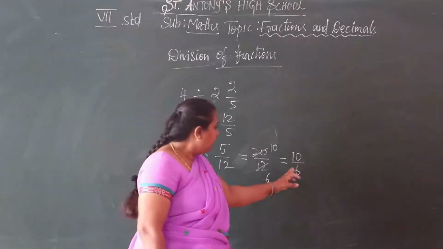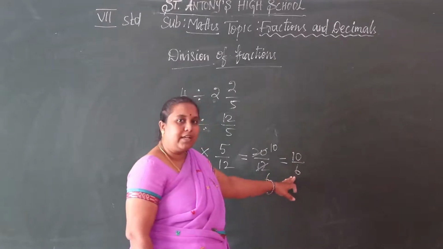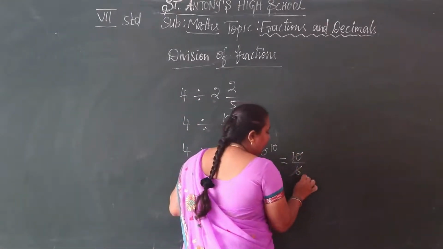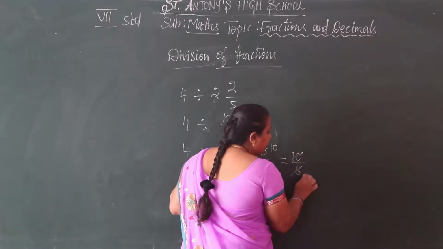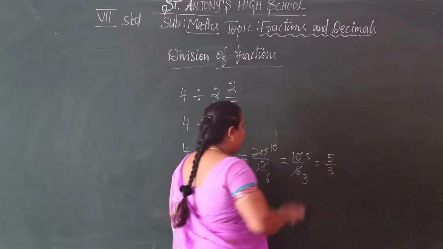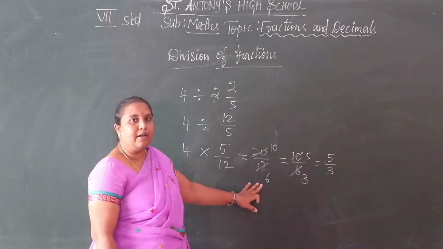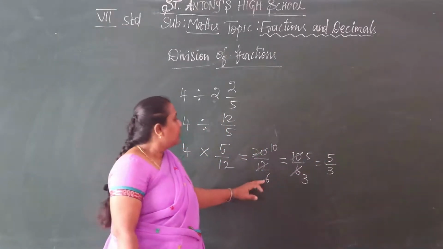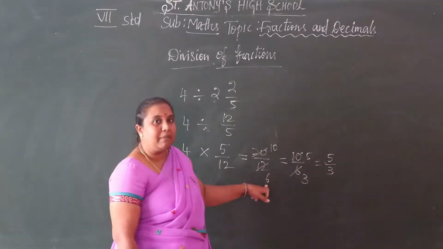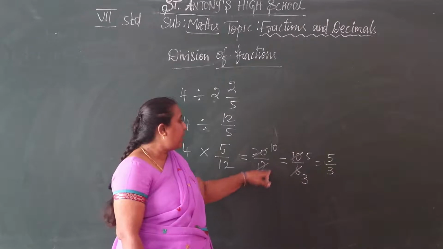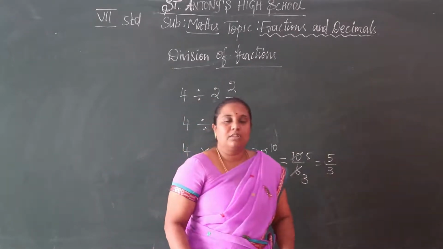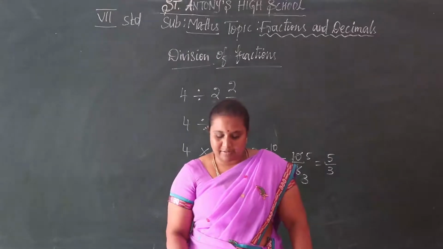Again we can cancel this by the 2 table. 2 3s are 6 and 2 5s are 10. So 5 by 3 is the answer. Or otherwise you can cancel directly by the 4 table: 4 3s are 12 and 4 5s are 20. You can get there itself. Like that also you can cancel.